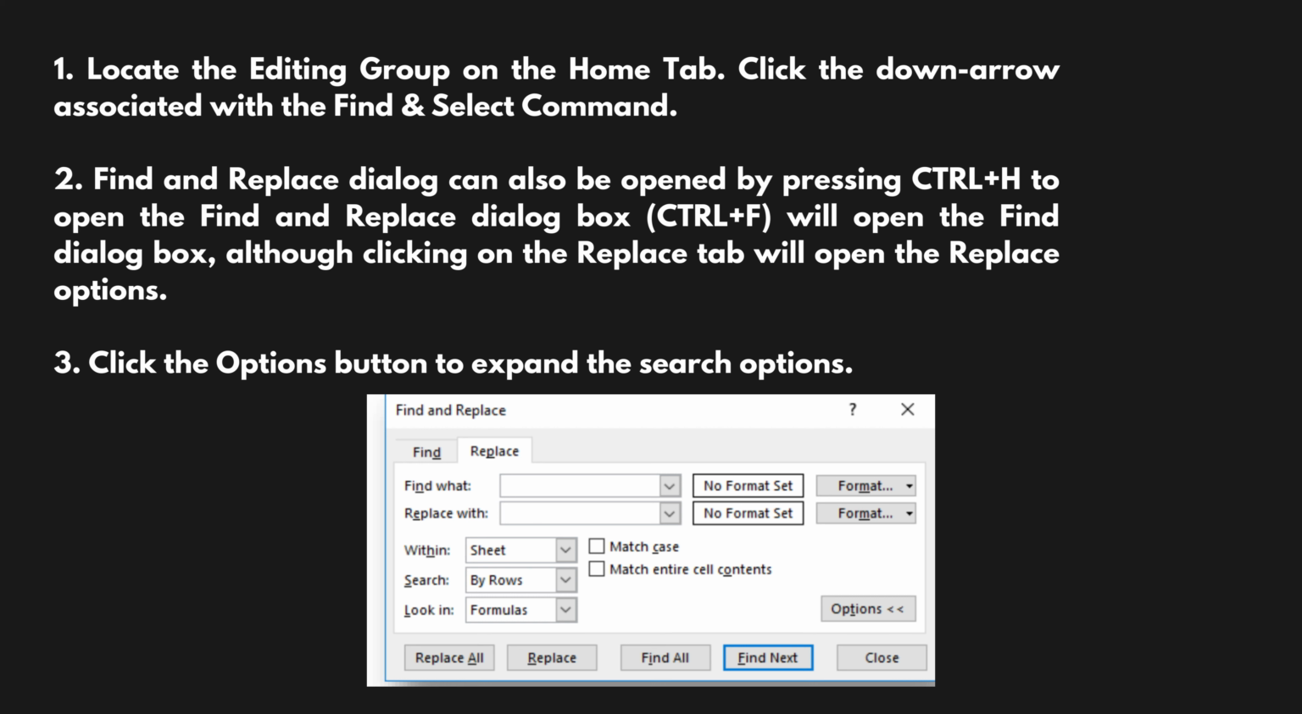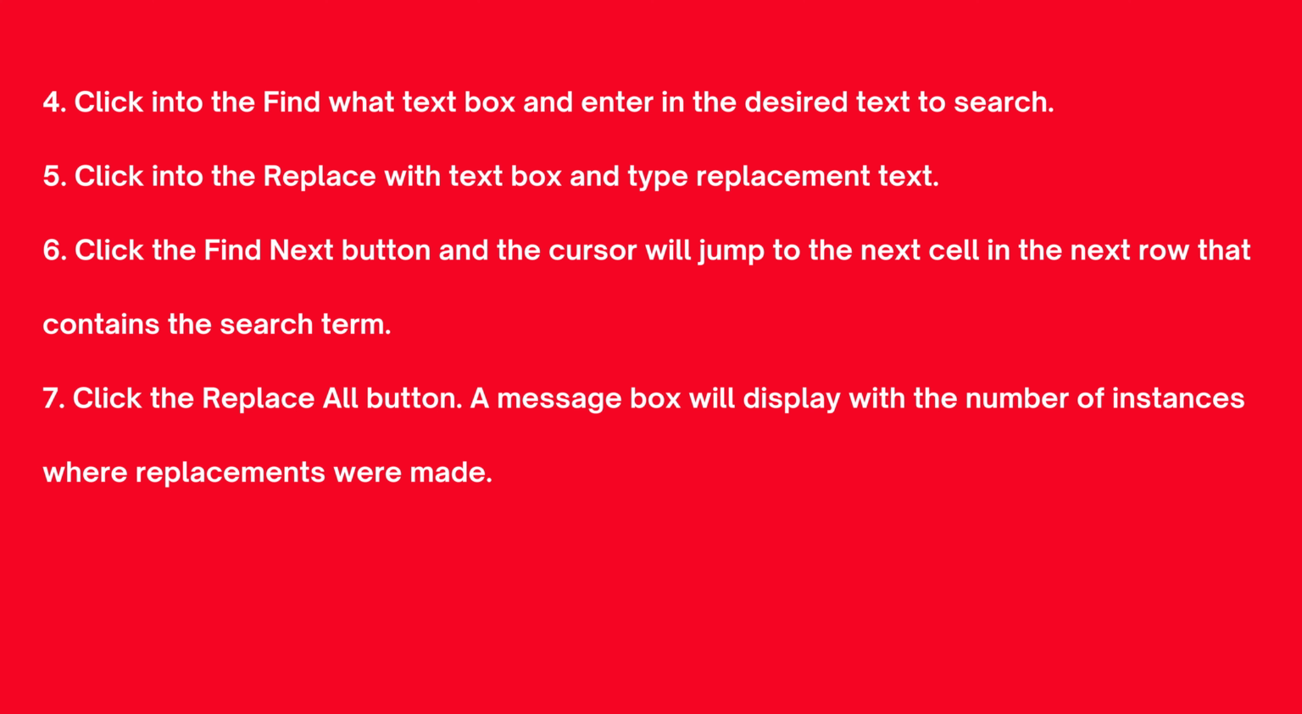2. The Find and Replace dialog can also be opened by pressing Ctrl+H. Ctrl+F will open the Find dialog box, although clicking on the Replace tab will open the Replace options. 3. Click the Options button to expand the search options. 4. Click into the Find What text box and enter the desired text to search. 5. Click into the Replace With text box and type the replacement text.